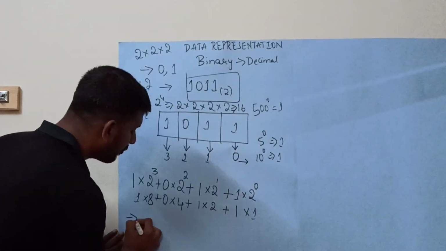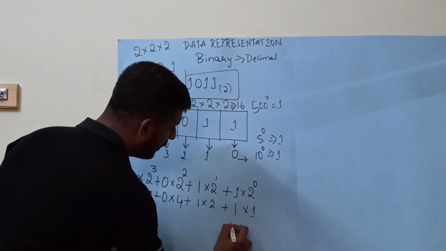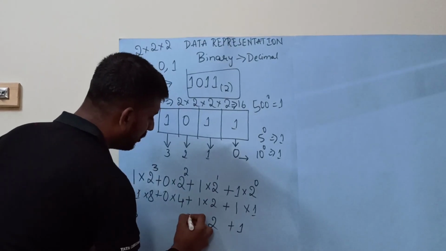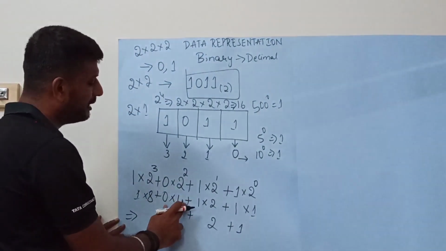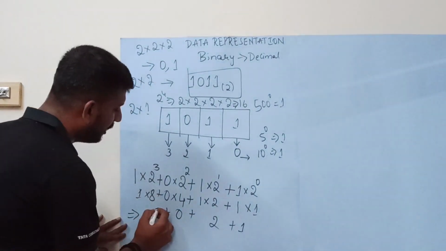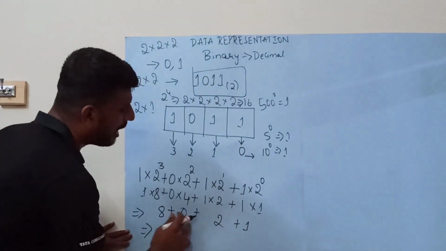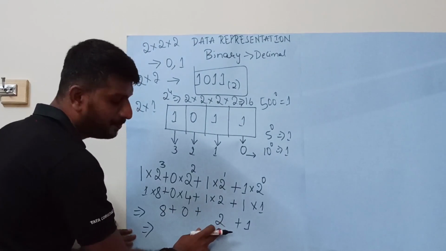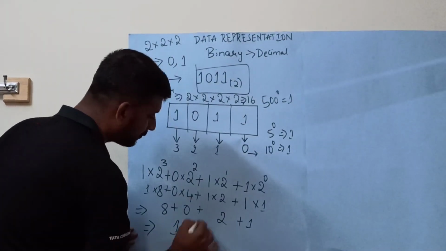Next I will come again. 1 into 1 is nothing but 1, plus 1 into 2 is nothing but 2, plus 0 into 4, any number multiplied with 0 is nothing but 0, plus 8 into 1 is nothing but 8. Next you have to add all these particular digits, that is 8 plus 2 is 10, 10 plus 1 is nothing but 11.